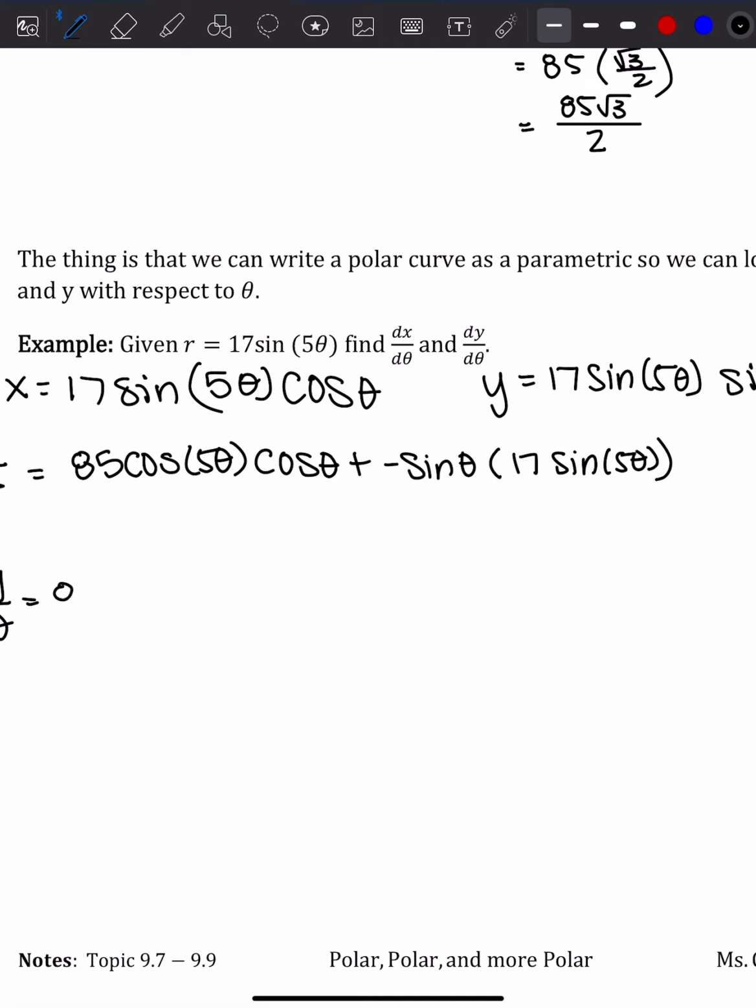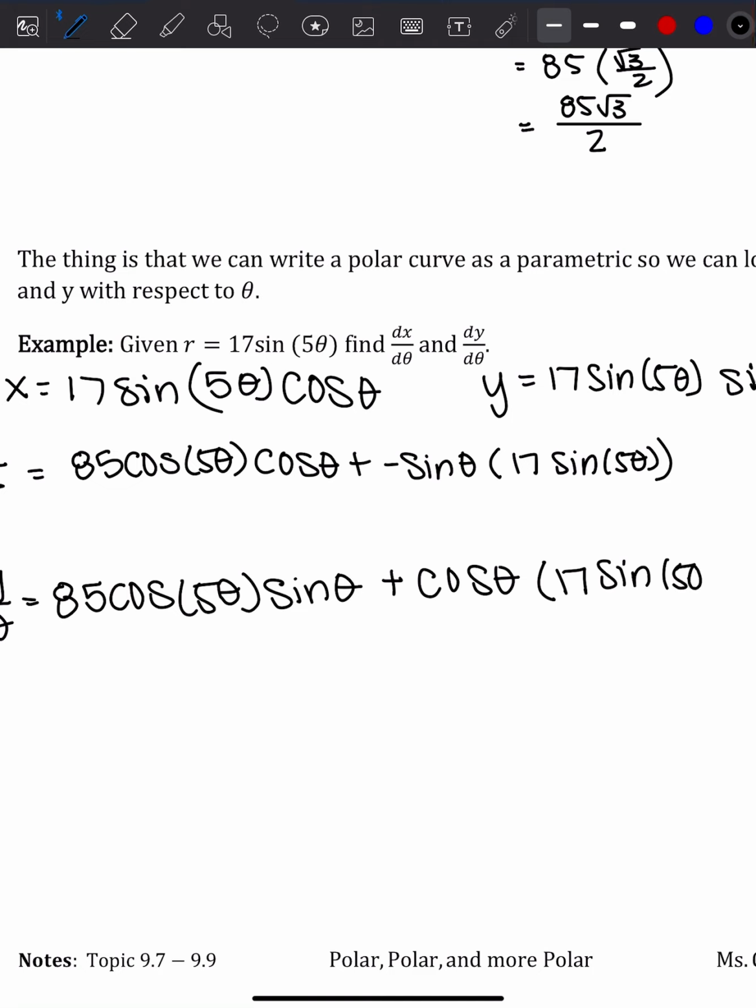So the derivative is this first part, 17 sine of 5 theta is derivative cosine of 85 cosine 5 theta times the original of the second part, sine of theta, plus the derivative of sine of theta, which happens to be cosine theta, times the original of that 17 sine 5 theta.